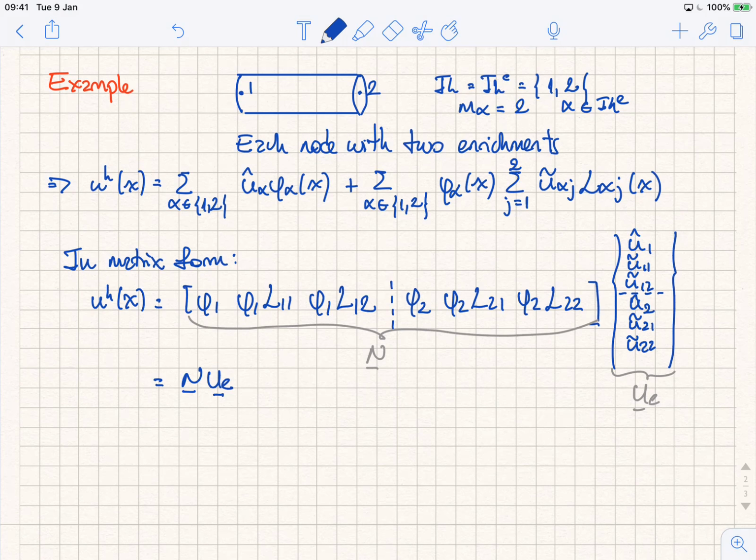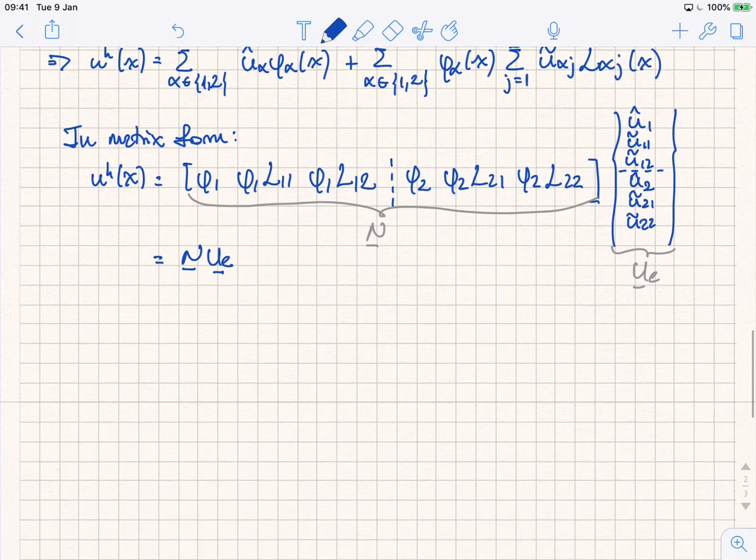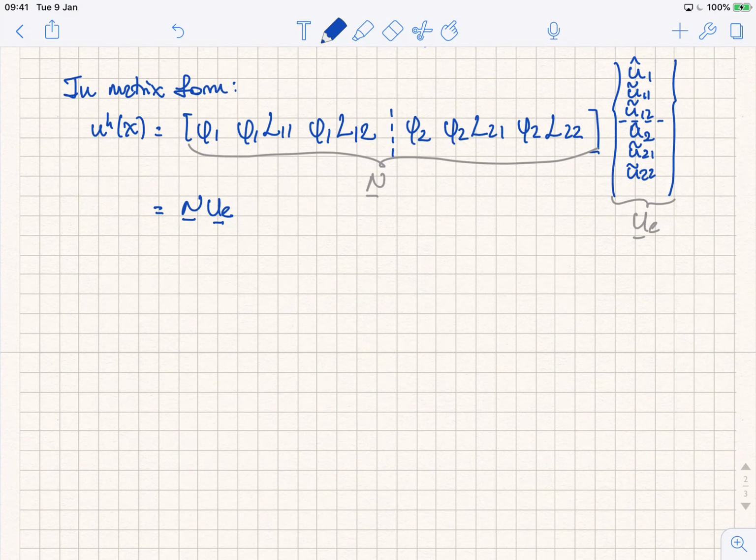Of course, you could argue why you chose that arrangement. We could have chosen a second arrangement, and indeed we could have said, well, how about we write this, and first we take into account all shape functions, so we can rewrite this as phi1, phi2, and then phi1 L11, phi2 L21, phi1 L12, phi2 L22.